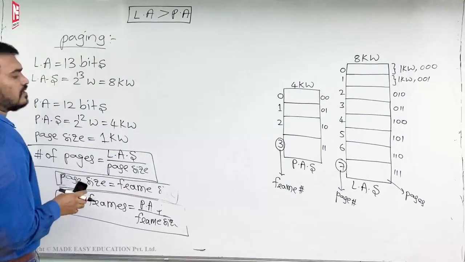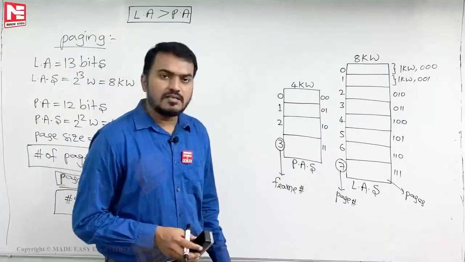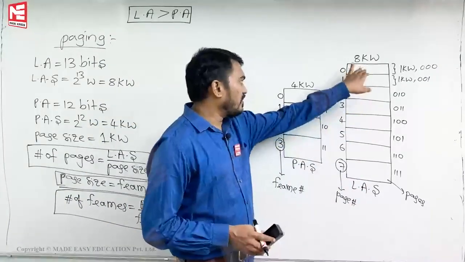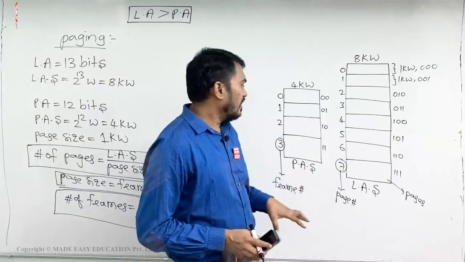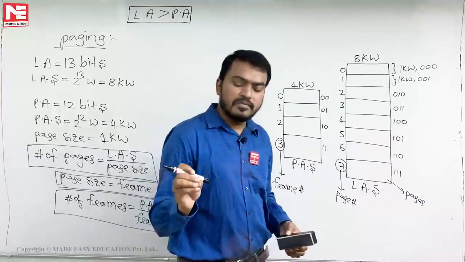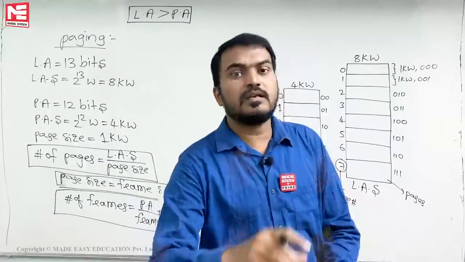So next, understand carefully. Next point. In the LES you are having 8 pages. This is page number 0, page number 1, 2, 3, like this. And in the PAS you are having 4 frames. Now remember, sum of the pages of LES.